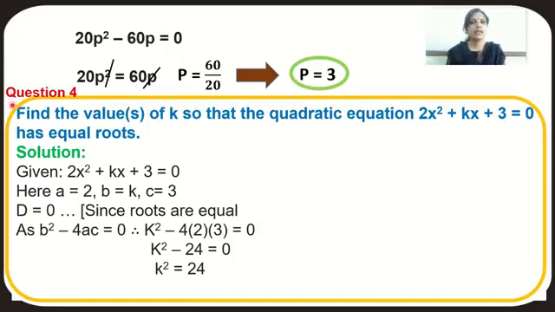2x square plus kx plus 3 is equal to 0 is the equation given to us. We will compare it with the standard form and get the values of a, b and c.